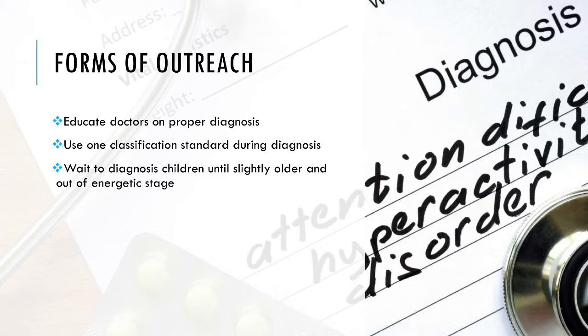Also, perhaps to wait to diagnose children until they're slightly older and out of their energetic stage, so that they don't exhibit the same behaviors. There's no compounding factor of their behaviors, so children who are younger tend to be more energetic, and that would kind of remove this, even though it may cause some problems, but it may be something to consider.